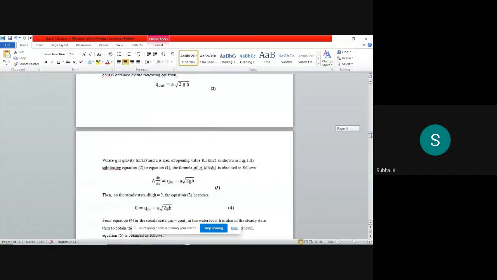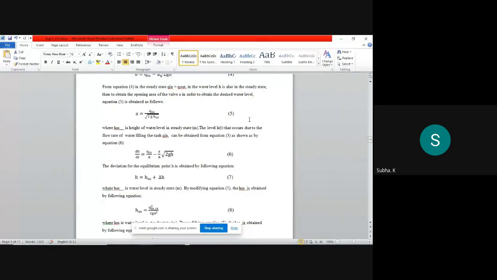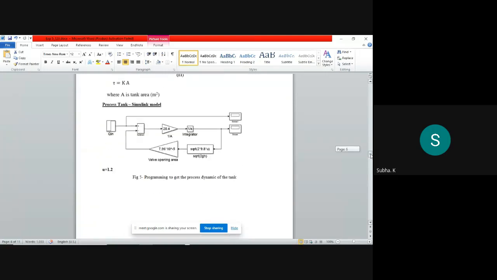For this system, they have derived the transfer function by writing Bernoulli's equation and so on. These equations I will tell you later, but the transfer function alone they have given. The open loop transfer function is given by this equation. This numerator they have considered as k, and this term they have considered as tau, and they have written the transfer function of this particular system. Now they have simulated the same process in two ways.